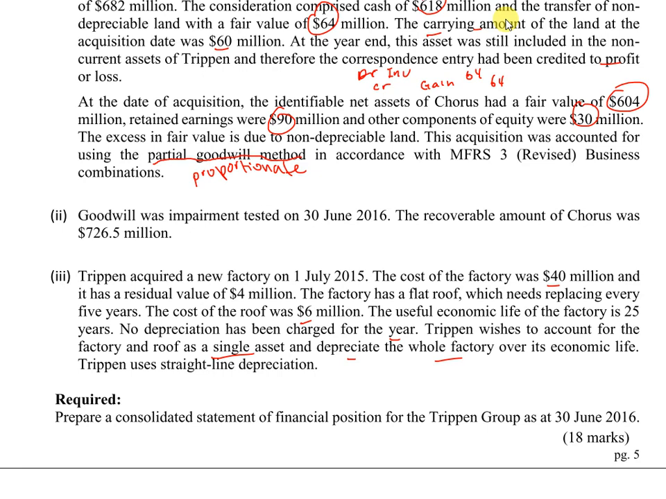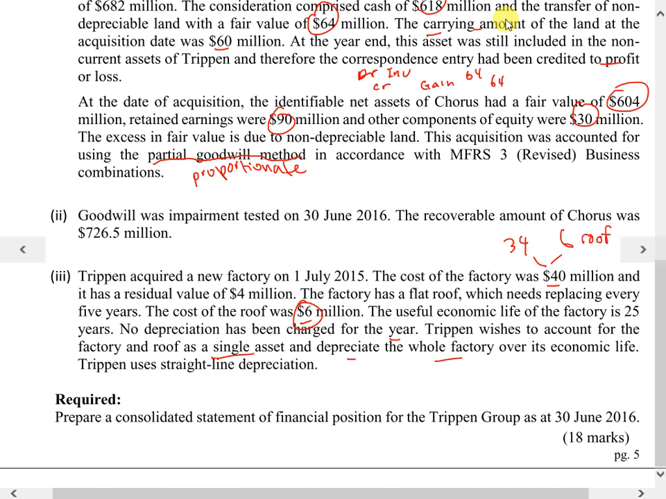Cannot. IAS 16 says that if we can identify components separately, we have to separate them by value and depreciate accordingly. Cannot just treat it like the shopping complex, the building and the elevator. Over here, I have 40 million, and we know the roof is 6 million. Meaning the factory itself is 34, and the roof is 6. The balance 34 is for the building, the factory.